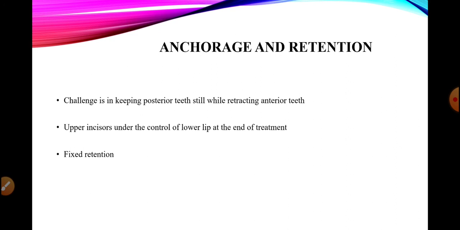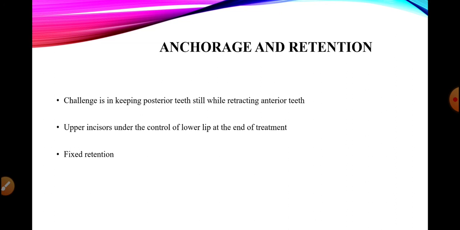Now we will be talking about the anchorage and the retention in case of class 2 division 1 malocclusion. When we talk about the anchorage, it is a real challenge to keep the upper posterior teeth still while retracting the upper labial segment to reduce an overjet in case of class 2 div 1. So it is very challenging to manage the anchorage in cases of class 2 division 1, and it should be given consideration at the very start of the treatment.